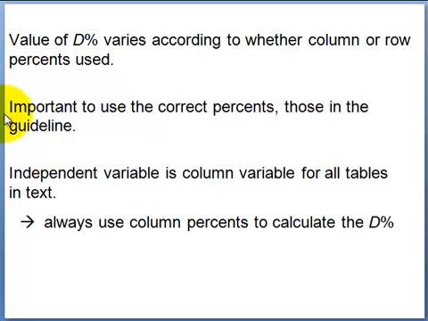And I would just mention again, if you were to use the wrong percentages, so for instance, given that the independent variable would be the column percentages, as is the case here, if you used row percentages by mistake, you'll get a different value for the difference in percentages, and that value will be incorrect. But in this course, you're simply always going to use the percents that you see in the tables, and you'll compare those column percentages using either the top or the bottom row.